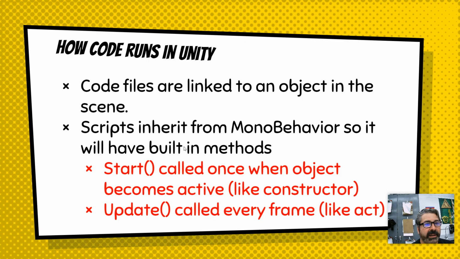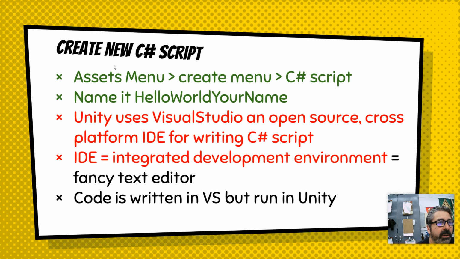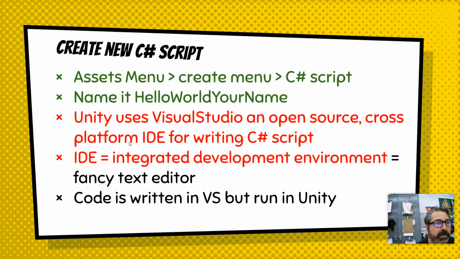So write these things down in your notes. A frame is a single cycle of the looping game. However fast each frame goes, it does it again. So the frame is a single cycle of the looping game code. How fast does it go over and over again? All right. So now that you know a little bit about the start method, the update method, and what a frame is, we're going to create a new C# script, and we're going to name it Hello World with your name on it. Write this down.